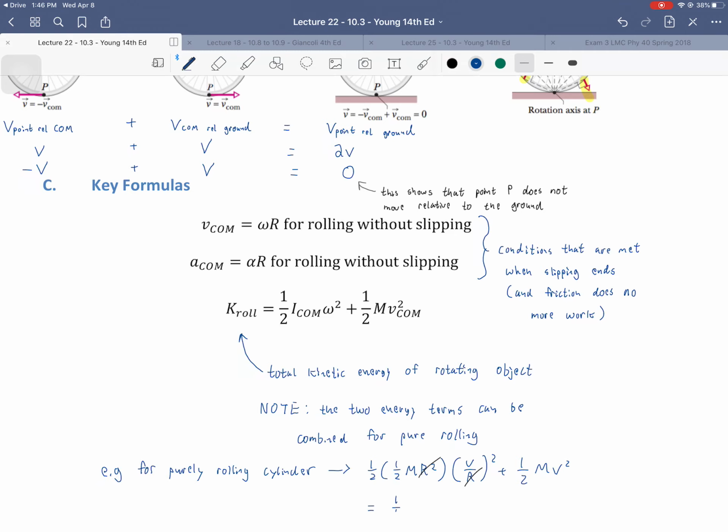Let's cancel out our r's. Then we get a result that our energy would be 1/4 mv squared plus 1/2 mv squared. Notice that the translational kinetic energy is twice the size of the rotational kinetic energy for a cylinder.